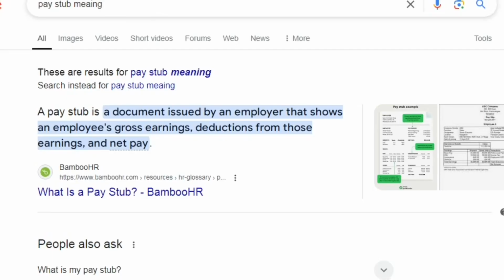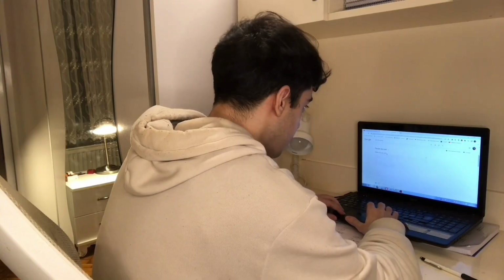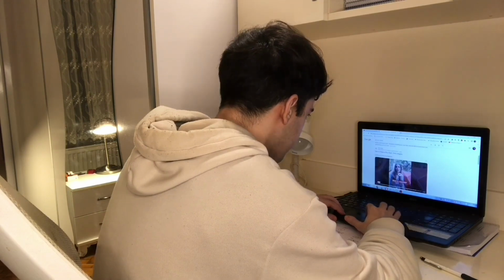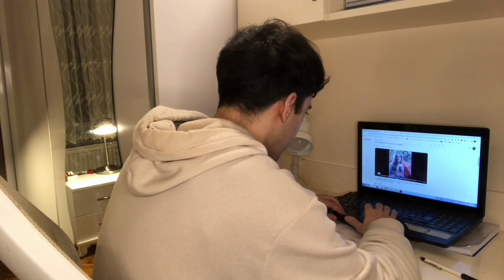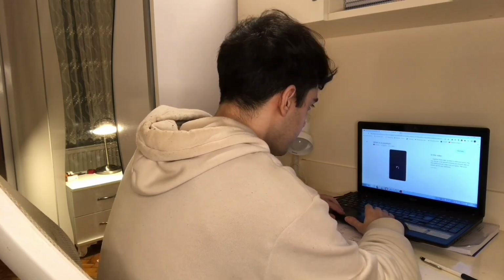What are pay stubs? For instance, I would like to know about the pay stub. A pay stub is a document issued by an employer that shows an employee's gross earnings, the deductions from those earnings, and net pay. This is the first time I heard about a pay stub. There is even a video about what pay stub means.